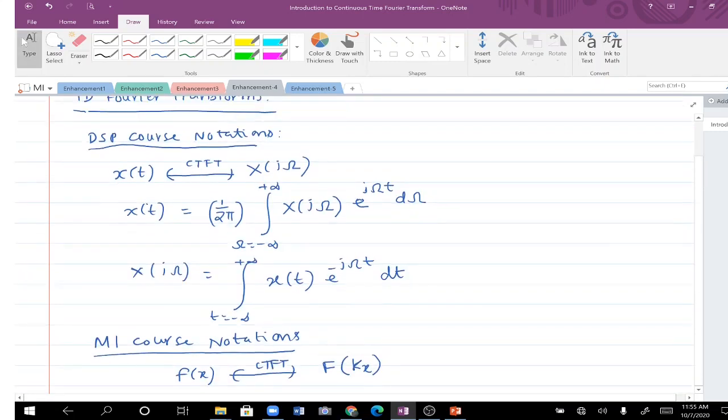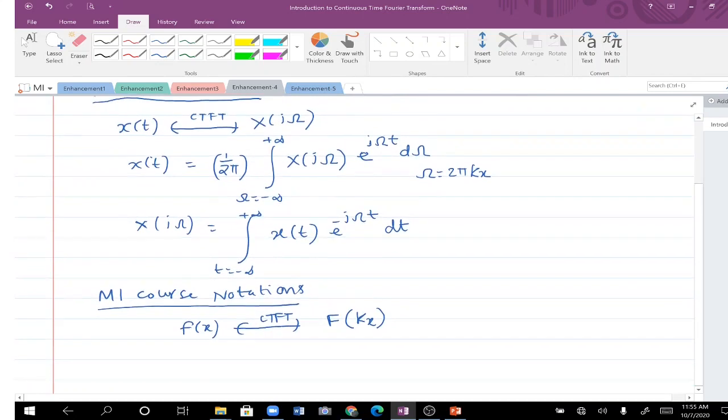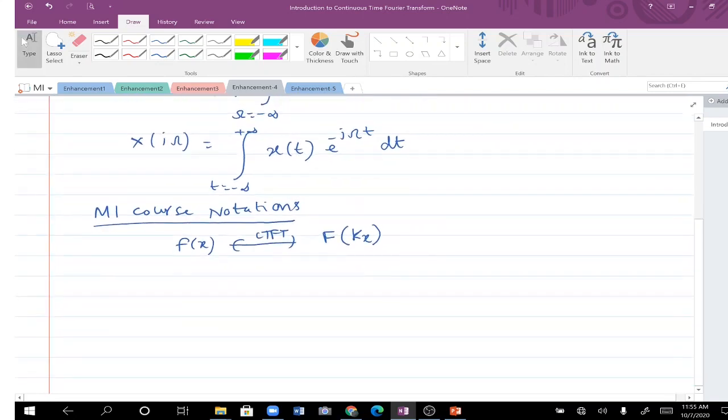So what would happen then? Take a look here. Your ω is essentially 2π. If I am using k for frequency, this is 2π kx. You do the change of variable in this equation. Then dω equals 2π dkx. Then this 2π cancels out with 1 by 2π, right? So there is no more any multiplication factor remaining there.